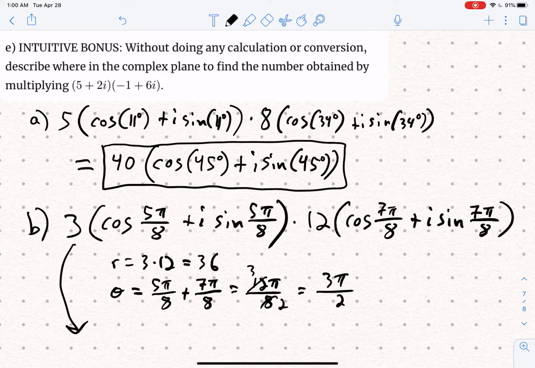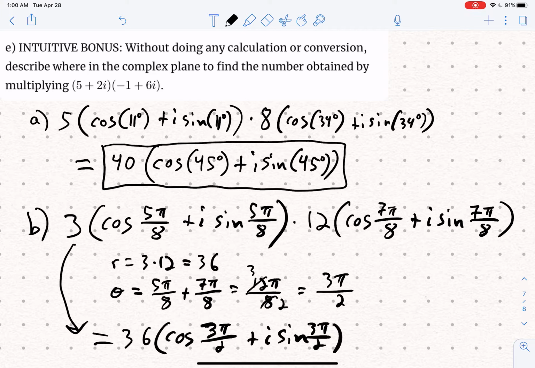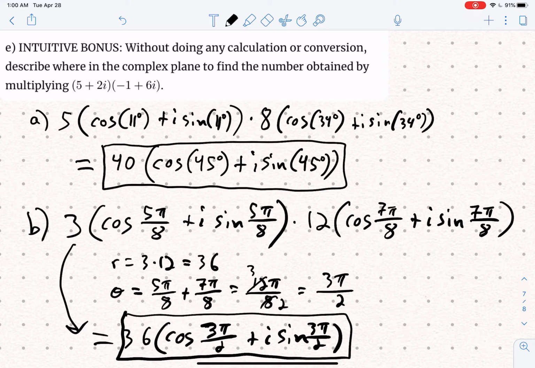Here we go. My next step is equals. What is it equal to? Well, it's 36 times cosine 3 pi over 2 plus i times sine 3 pi over 2. And that's our answer to part B. Okay, let's go ahead and take a look at C.